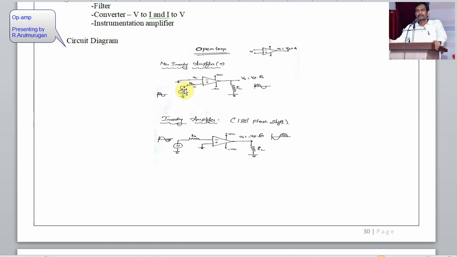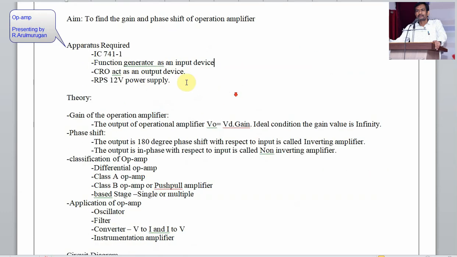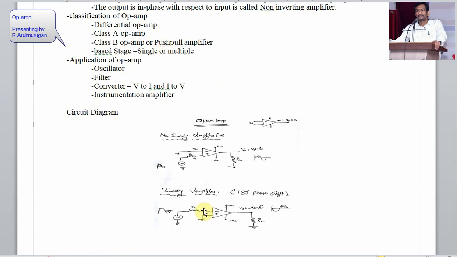The cost of an op-amp is very less, the cheapest one. IC741 is the very cheapest one. So buy it from the market. IC741 is available everywhere. Okay, you are going to make the function generator.